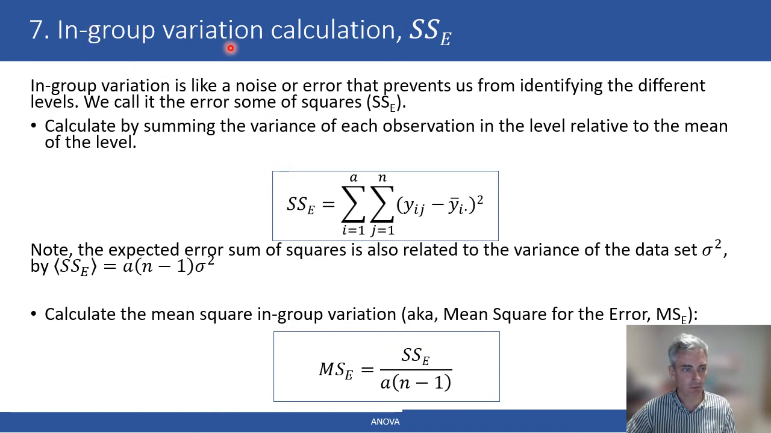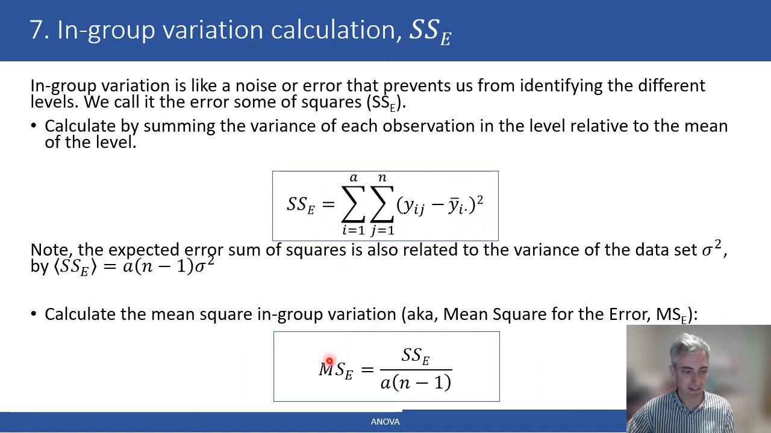Errors, or the in-group variation, is calculated using this equation. Essentially what we're doing is looking at the variance of each group. So we take each data point in the group minus the mean of that particular group, square it and sum it up. And then we do the same for the next group, and then for the next group. Remember, A is the number of groups. So we do this for all of the groups, and then we get a sum which represents the variation of all of the groups.